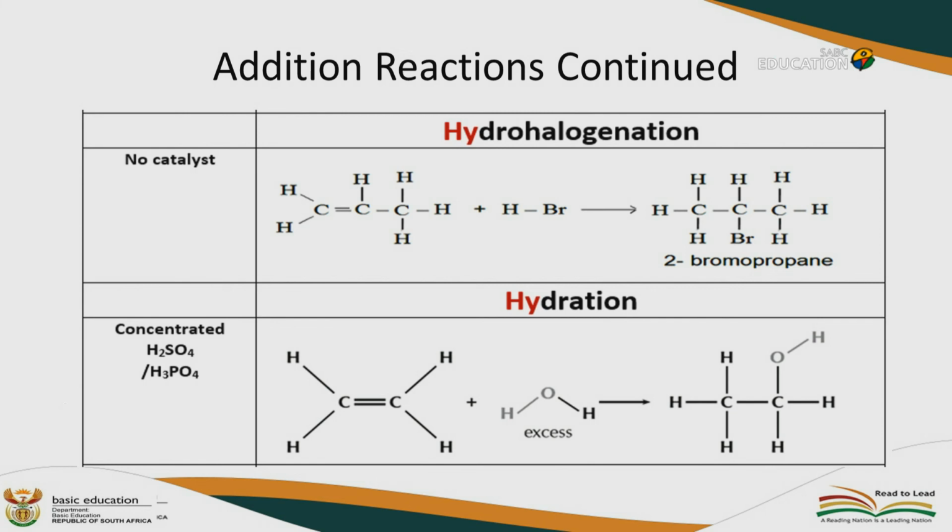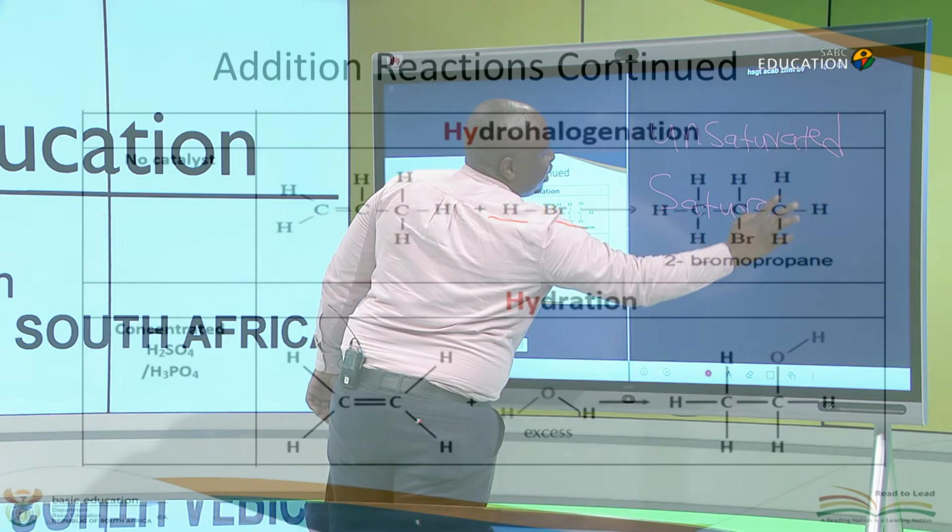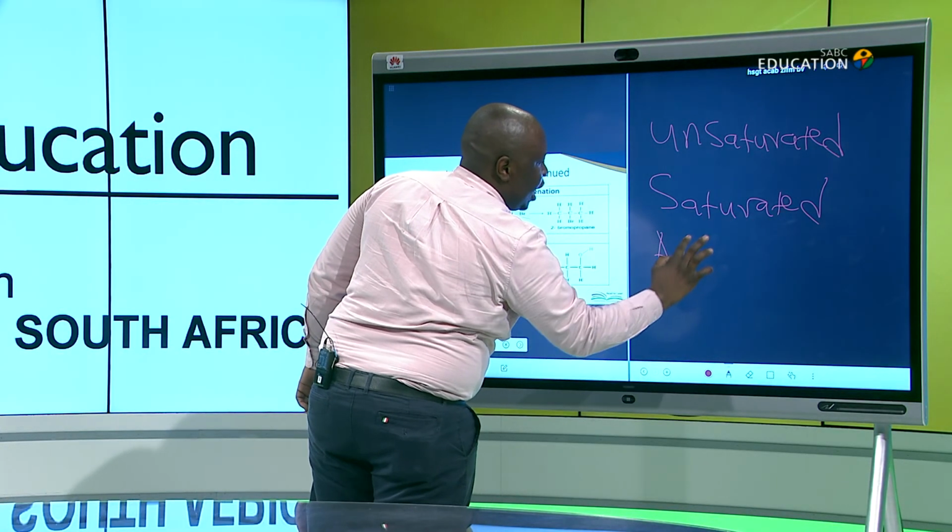Another one, you can have hydrohalogenation if you are adding a hydrogen and a halogen. So you just look at what is being added. It will tell you the type of addition. What is important here is that for addition, you are going to need an unsaturated compound, which means there must be a double bond. When you see a double bond, you know it is going to become saturated. And that reaction, we refer to as addition.